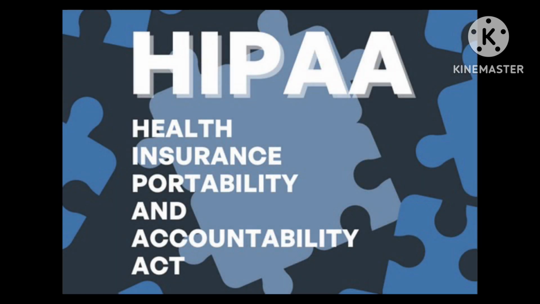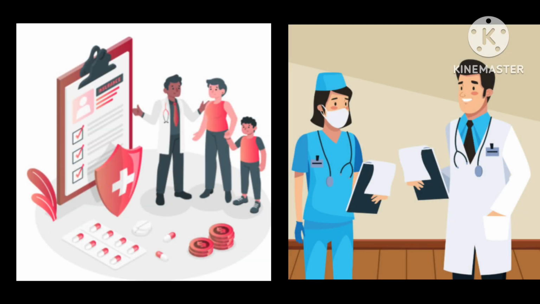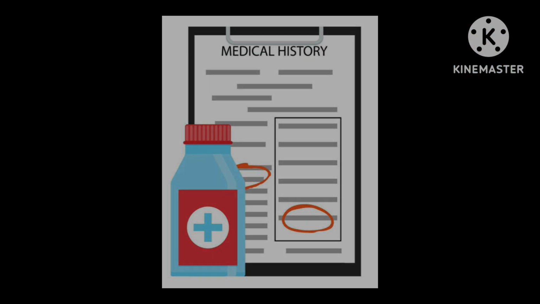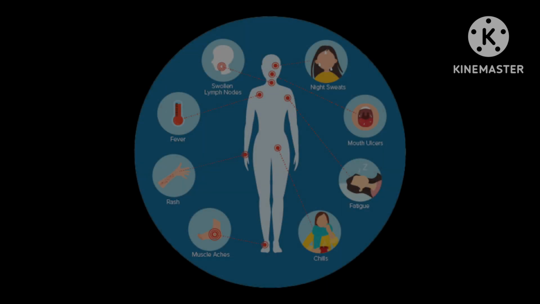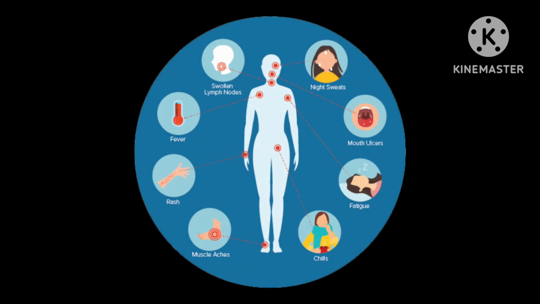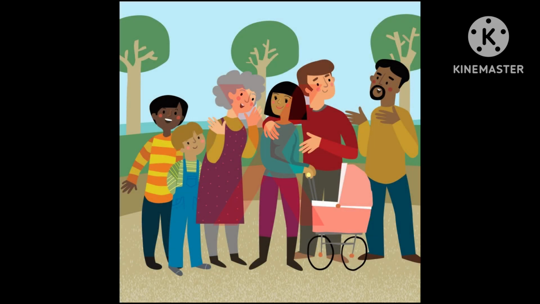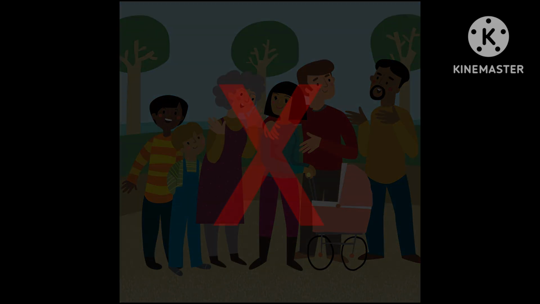HIPAA stands for Health Insurance Portability and Accountability Act. This act states that insurance companies and public health agencies can have access to your medical history. For example, public health agencies would need your medical history in case you had HIV or other infectious diseases. Additionally, family, friends, and law enforcement agencies cannot have access unless granted permission or they possess a warrant.